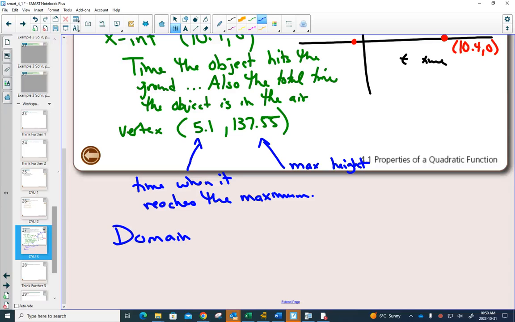But when you get into a real life question, all of a sudden the domain changes. In this case, the domain only makes sense from 0 to 10.4. Because 0 is when the object was thrown. Negative numbers don't actually make sense, and 10.4 is when it hits the ground.